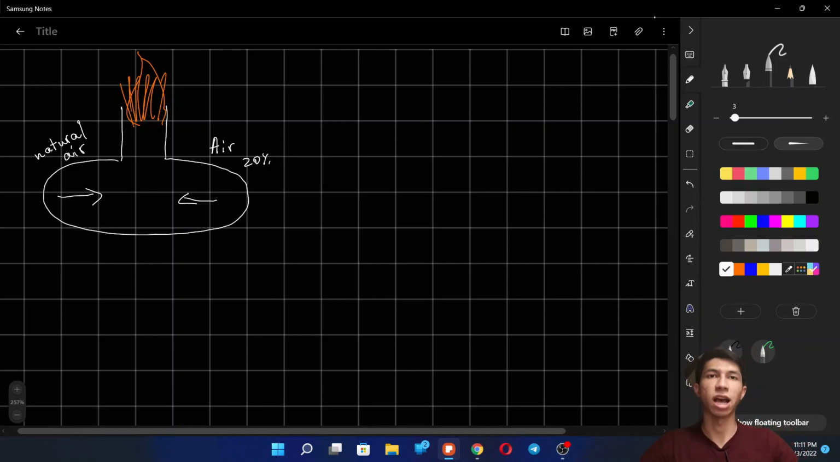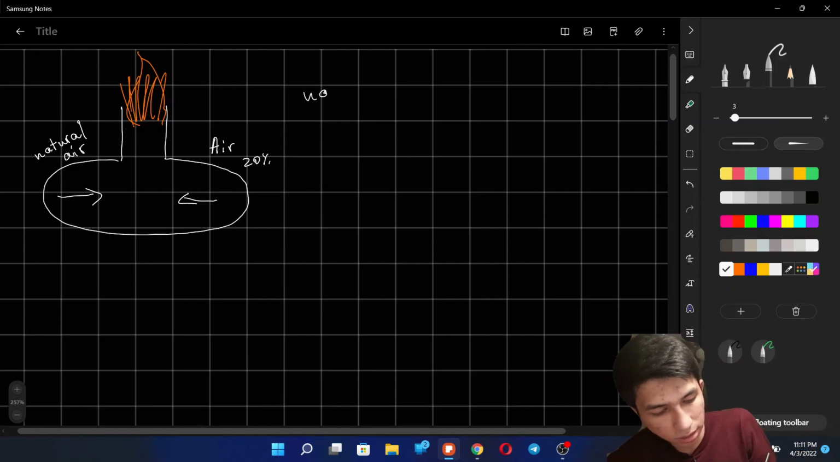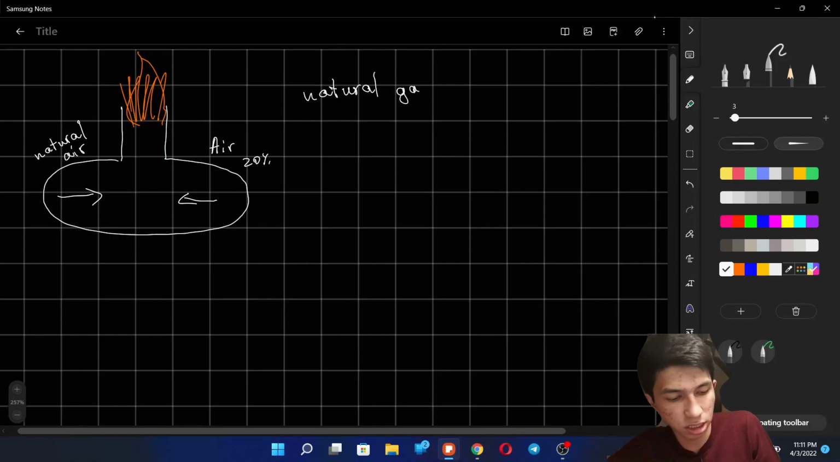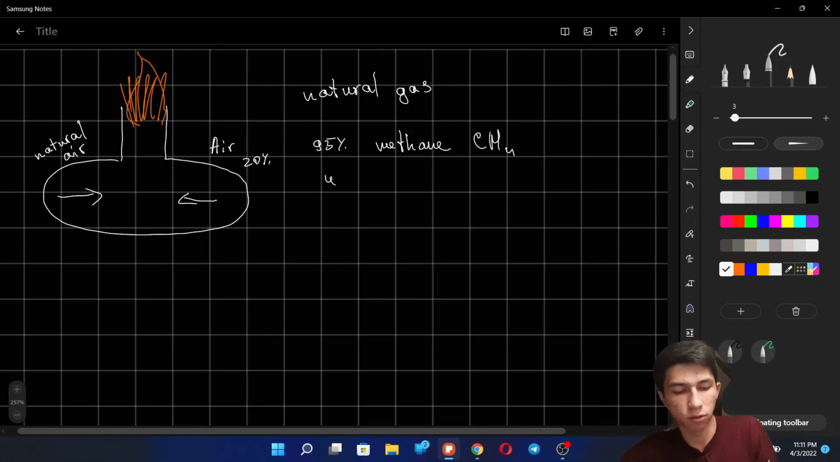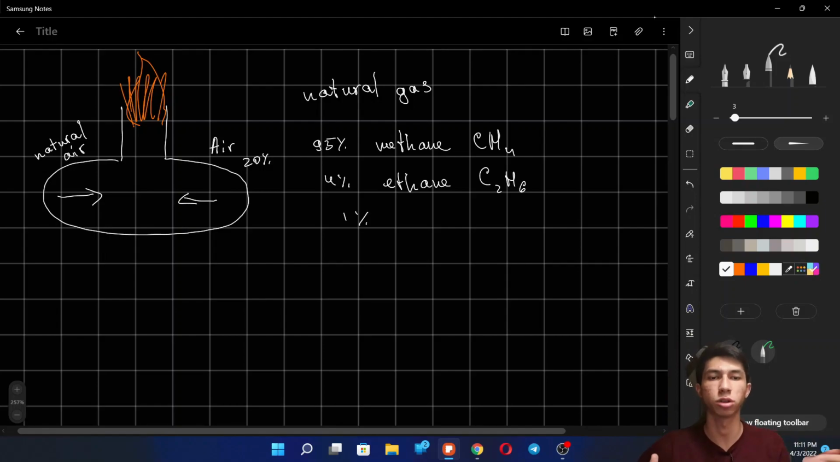So we're given the natural gas. Natural gas consists of 95% methane, 4% ethane, and 1% propane. All the percents are mole percents.